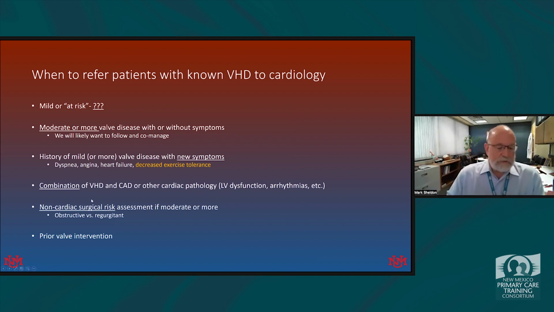If they have a combination of valvular heart disease and coronary artery disease or any other significant cardiac pathology like LV dysfunction or arrhythmias like atrial fibrillation.